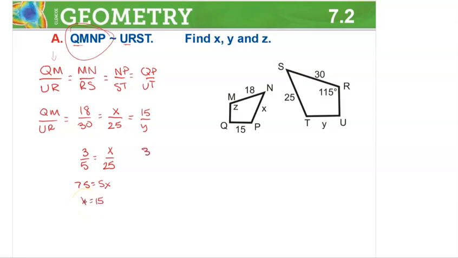Then I'm going to take that 3/5 again, and I'm going to put it equal to this fraction this time, 15 over y. So 3y equals 75. So y equals 25. And then we need to figure out what z is. So z is right here by the M. There's the M, so it should correspond to the R. There's R at 115, so you should have gotten z equals 115 degrees.